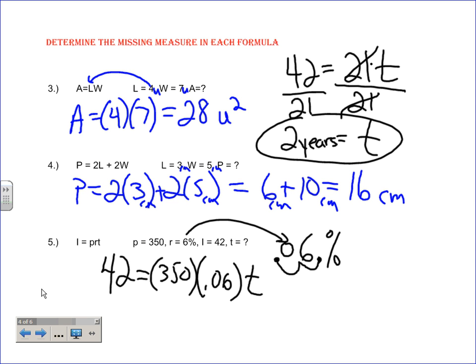So like I said, I told you what everything stood for, and you should be able to use that formula. It's basically substitution, maybe do a little algebra, and there you go. Any questions? All right.